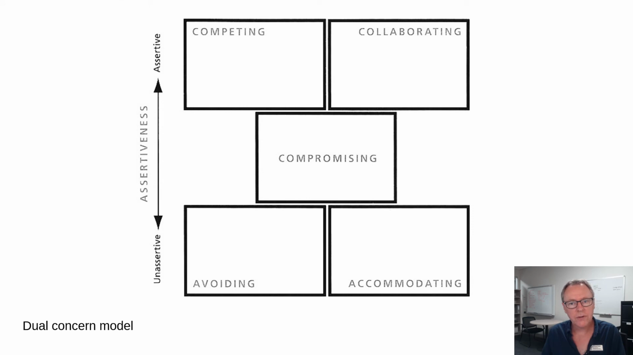It's called the dual concern model because on the y-axis is assertiveness, and it's really about self. Are you assertive or not? The x-axis is about how we deal with other people. Is the style one of cooperation or not?